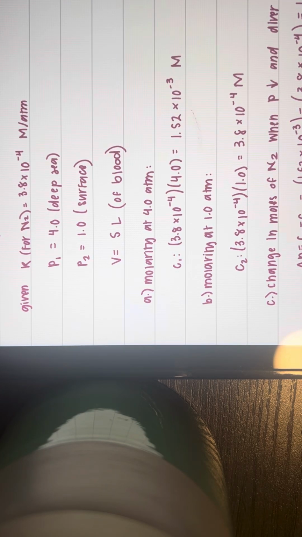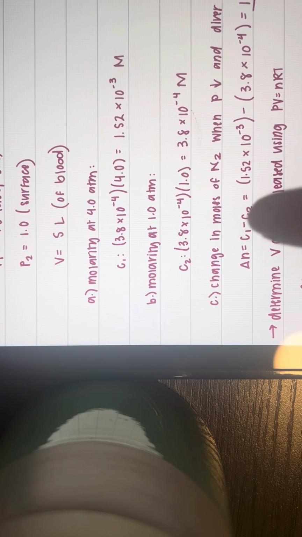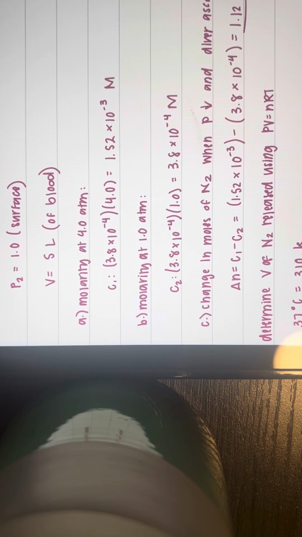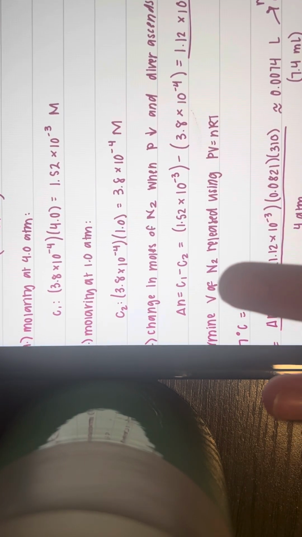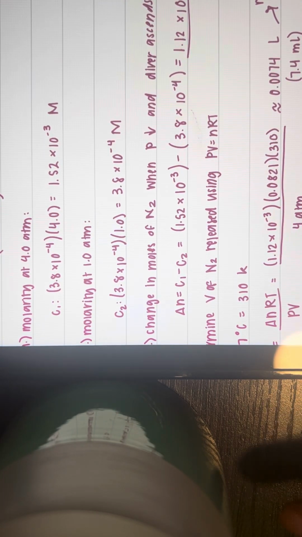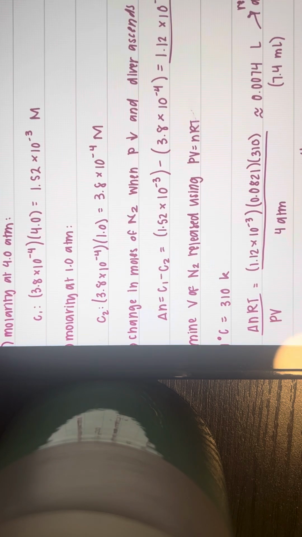So this was the second concentration. That just multiplied by 1, so it would stay the same. But then you have to change the moles. You have to discover the change in moles of N2 when the pressure decreases, when the diver ascends and goes up to the top of the surface.